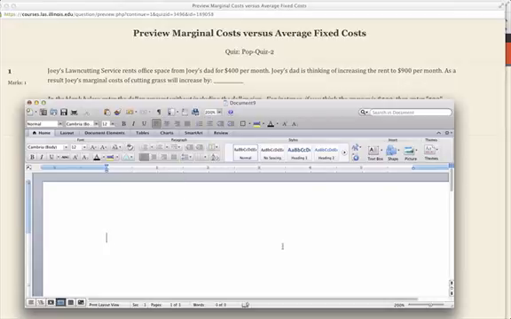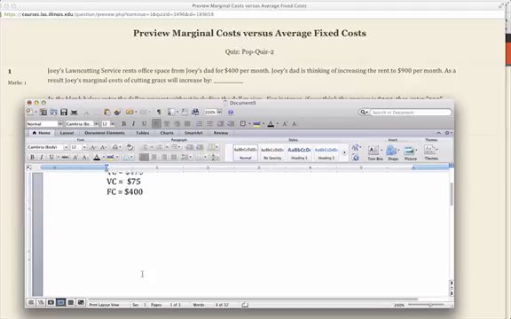Okay, so suppose, for instance, that when the quantity is 1, your total cost is $100, and that is made out of variable costs equal to $75, and then you have fixed costs, to make it the same as the question, let's do $400. So let's suppose that your total cost is $475. Okay, and this is when you have 1 unit.